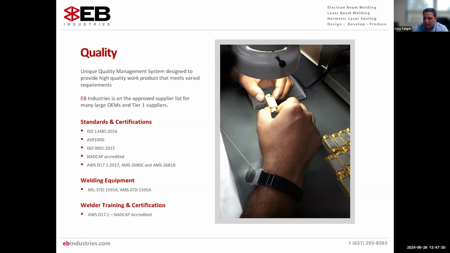We also support several other certifications and customer certifications. So if any of those are on your list of requirements, just let us know. We can take care of that as well. Our equipment is all compliant with MIL standard 1595, and our welding operators are all certified to AWS D17.1, which is a NADCAP accredited process.